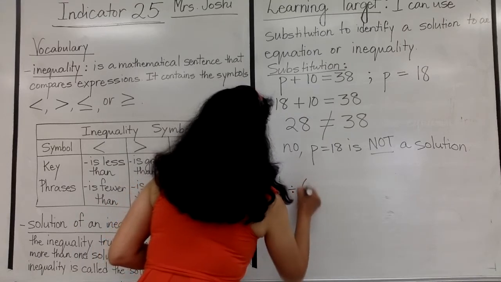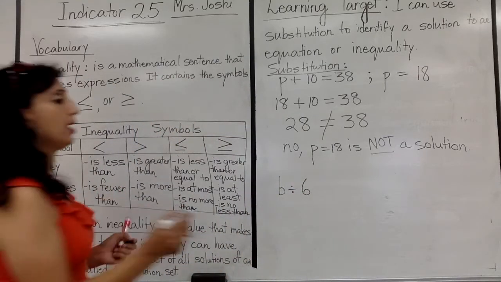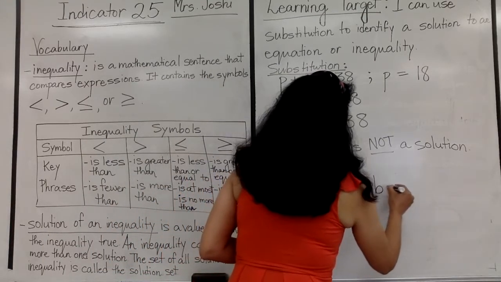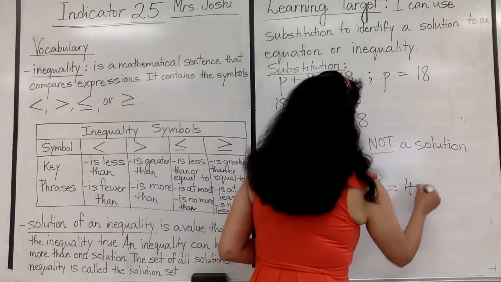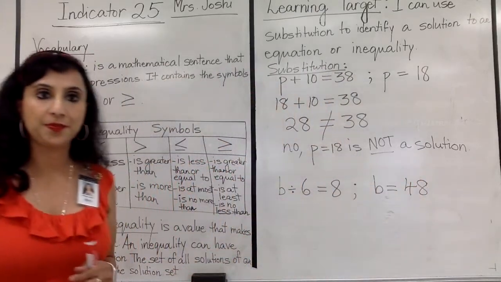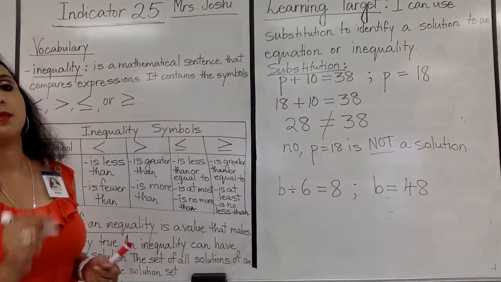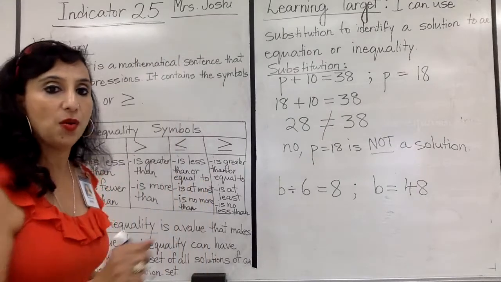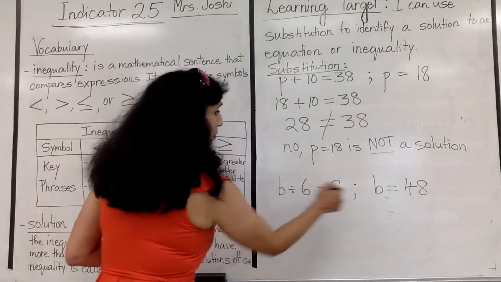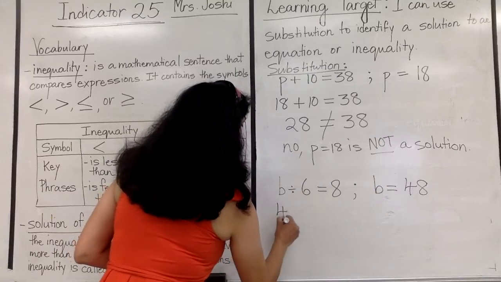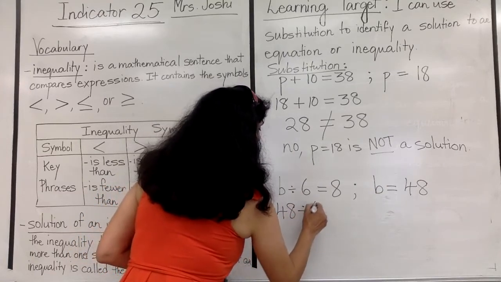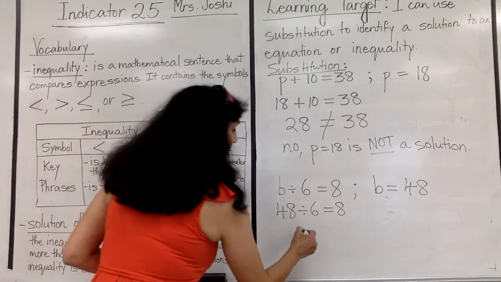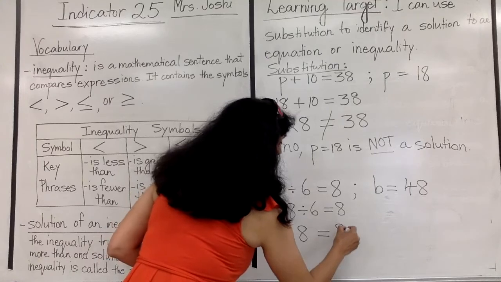b divided by 6 is equal to 8 and b is equal to 48. Is this going to work? All right, so again, substitution, because we are substituting the variable with the number that is provided. So instead of b, I'm going to write 48. So b is 48 divided by 6 is 8. So if I divide 48 by 6, I do get 8.